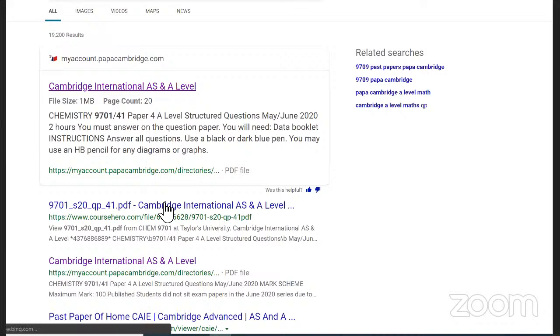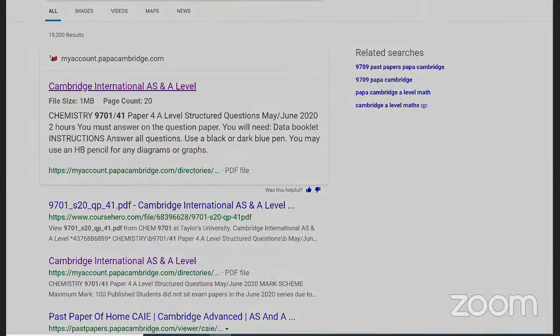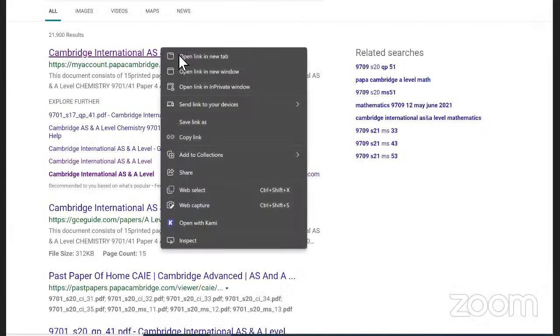I'll just quickly open the mark scheme as well. One second. Okay, easily accessible 3d orbitals are present.